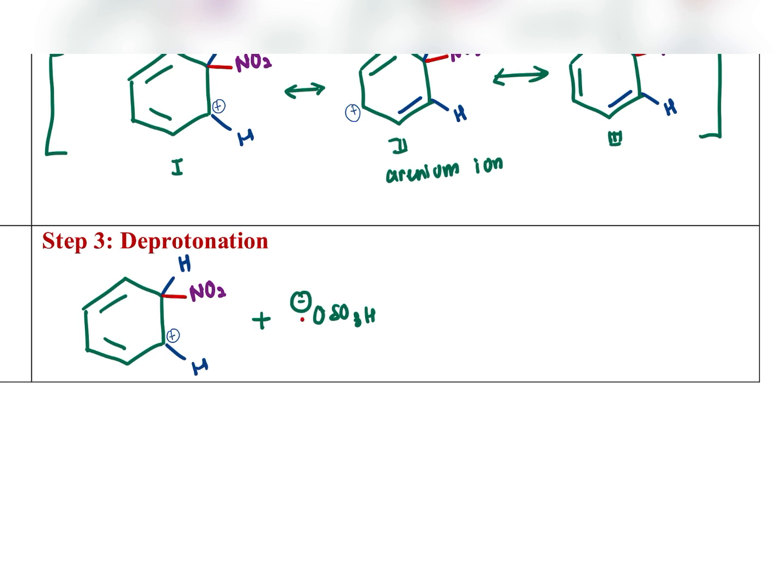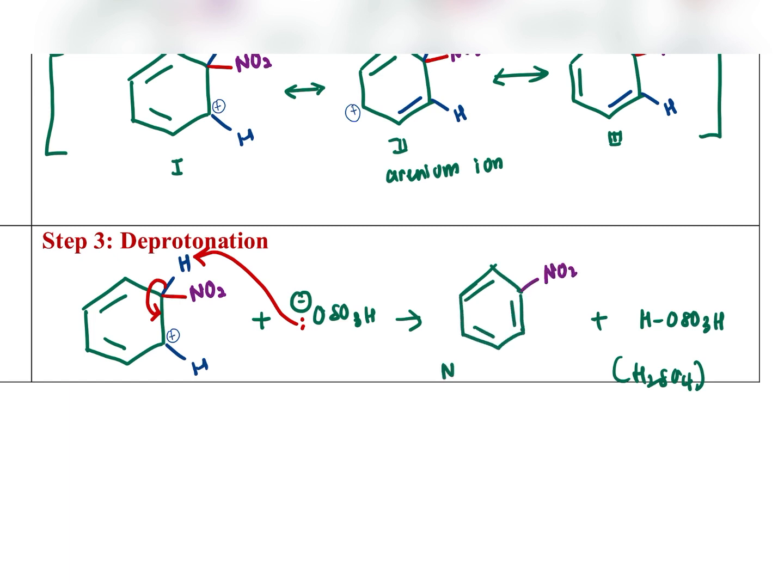Okay, so next, since electron ada extra dekat oksigen, sebab tu kamu ada negatively charged tu bond dengan hydrogen, so kamu akan dapat produk HOSO3H ataupun H2SO4. Okay, and then your product here, ini masuk dalam ring, kamu dapat double bond. So the final product for this mechanism will be nitrobenzene.